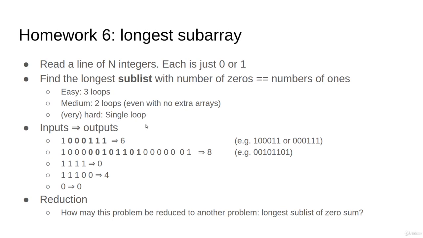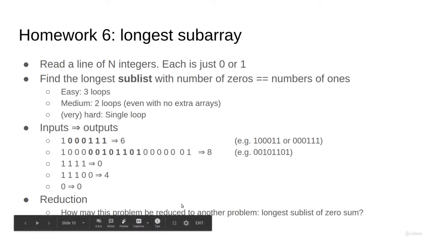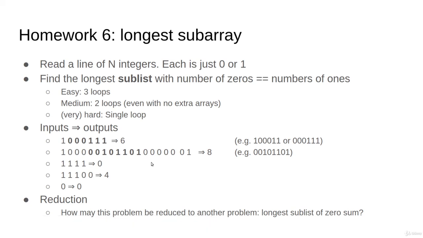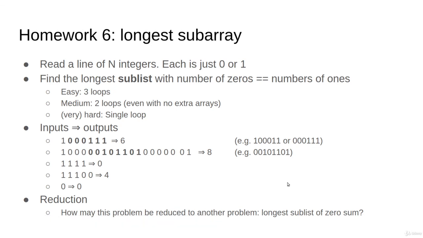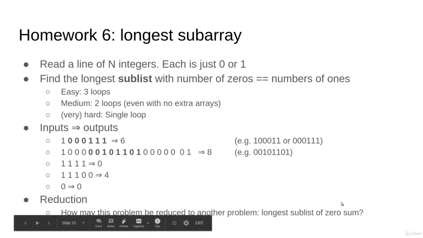Another interesting question is, how can we reduce this problem to another problem? The idea of reduction is a very common idea in problems in computer science. You have a problem and we can convert it to another equivalent problem. So I'm asking you here, can we reduce it to another problem, which is the longest sublist of zero sum? Here we would like to find the longest sublist with zeros equal to ones. I'm asking you to convert it to the longest sublist of zero sum. That's all.